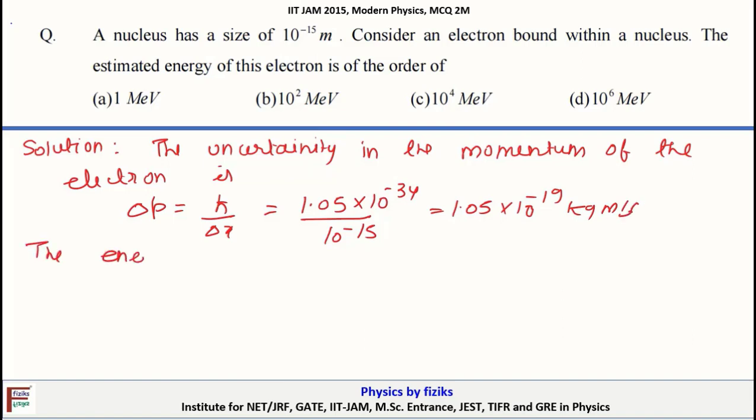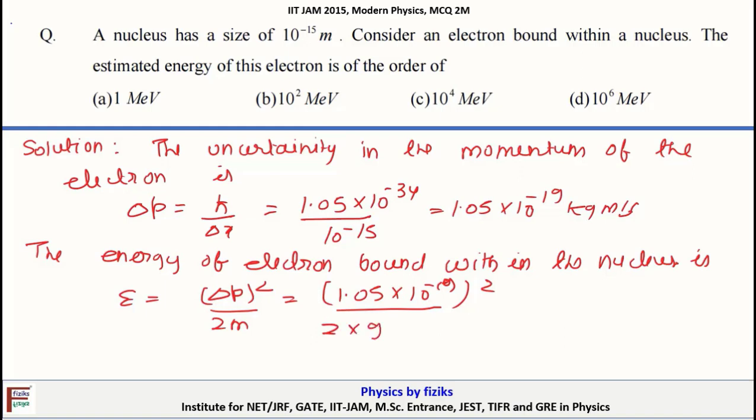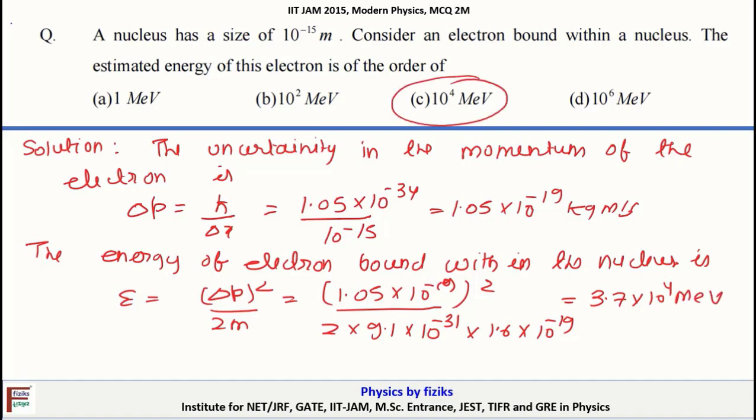The energy of the electron bound within the nucleus is E equals delta P square by 2m, equals (1.05 into 10 to the power minus 19) square divided by 2 into 9.1 into 10 to the power minus 31 into 1.6 into 10 to the power minus 19, which is equal to 3.7 into 10 to the power 4 MeV. So our answer for this question is option C.